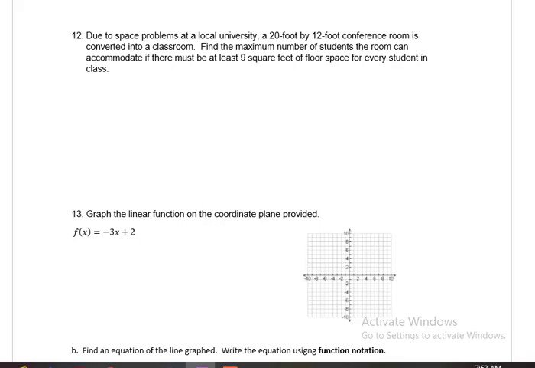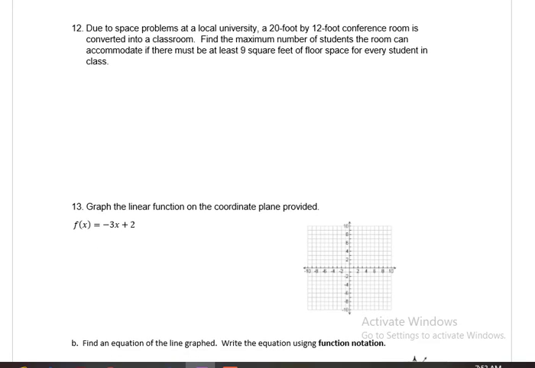Number 12. Due to space problems at a local university, a 20-foot by 12-foot conference room is converted into a classroom. Find the maximum number of students the room can accommodate if there are to be 9 square feet of floor space for every student in the class. Okay, so what we want to know is the number of students. So X is going to be equal to the number of students. We can put in a 20-foot by 12-foot conference room.